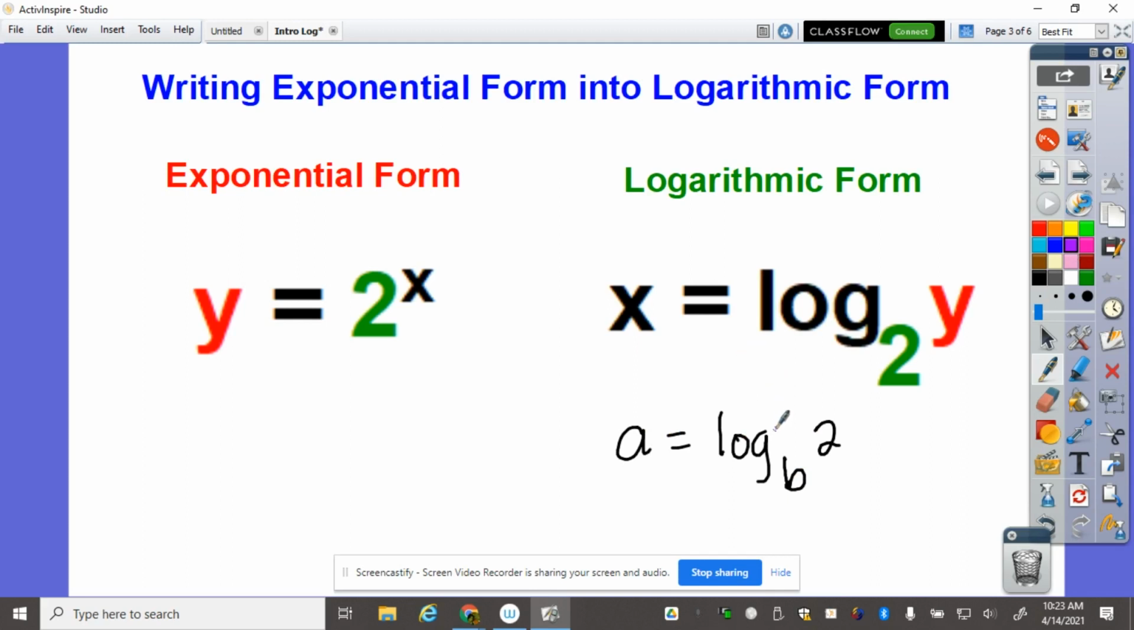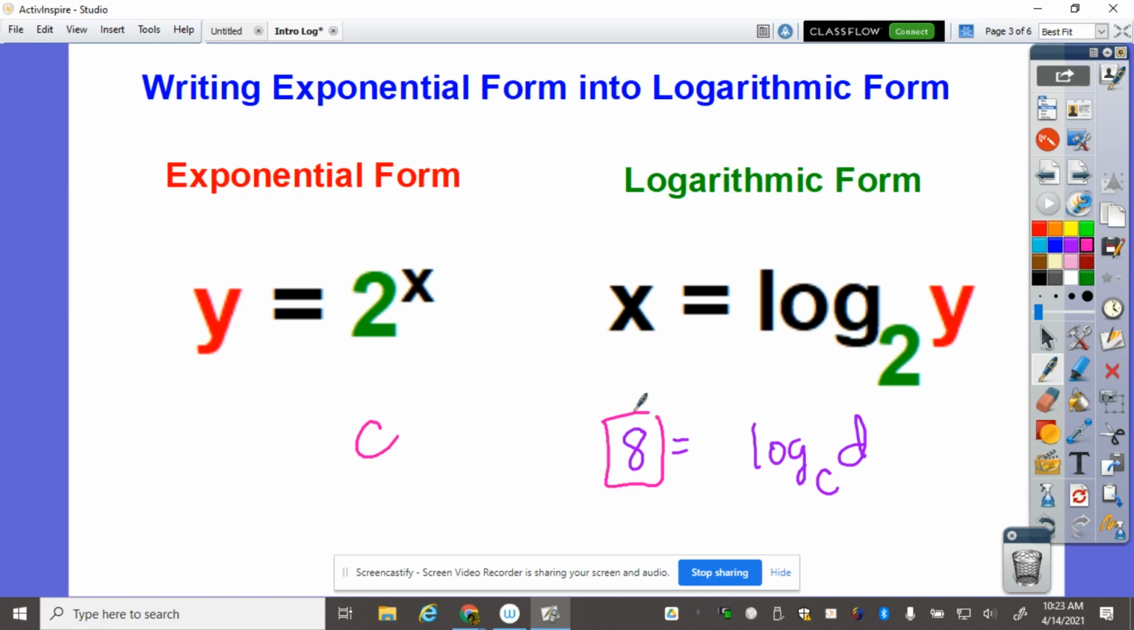First, I like to start with the base. The base here is the one under, so I'll put here the b, and the exponent is the one by itself, so b raised to the a is equal to 2. Okay, one more time. Let's say 8 is equal to log base c of d. So again, I always start with the base. The base here is c, and the exponent is the one by itself, and this is c to the 8 equals d.